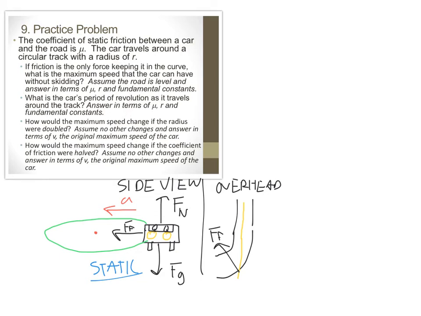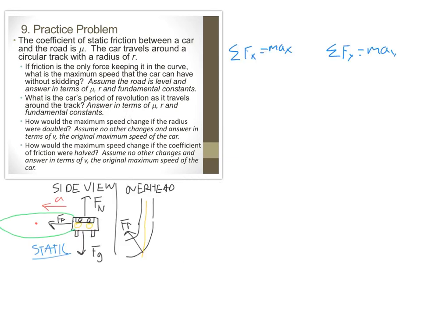Now that we have our free body diagram set up, I'm going to go ahead and write my F equals ma equations. So in the x direction, we have the force of friction, that's what's keeping it moving in a circle, equals m times my acceleration, which I know is v squared over r, since we're traveling in a circle. In the y, I'm going to have Fn minus Fg equals 0, because we're not accelerating vertically as we go in this circle. So that means that my normal force in this case just equals mg.